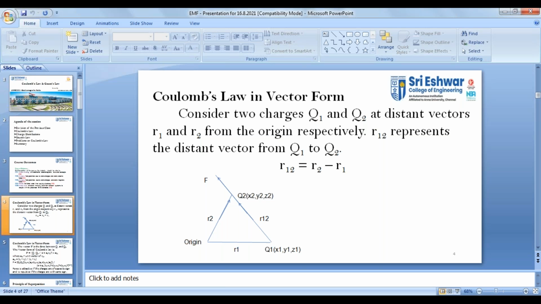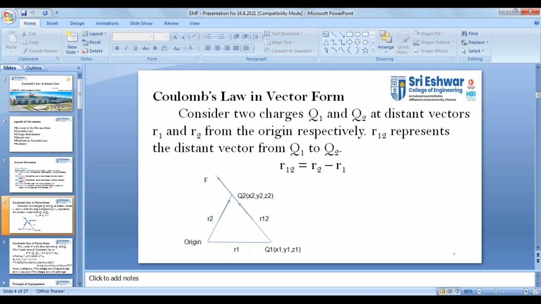So between two charges, we are going to find the force. If one of the charges is negative, automatically it will become an attractive force. If both the charges are positive, or both the charges are negative, obviously we are going to get a repulsive force. That is a point I want to mention here.